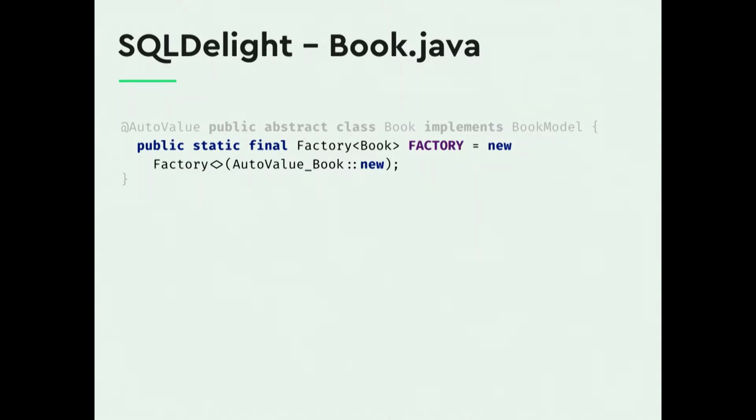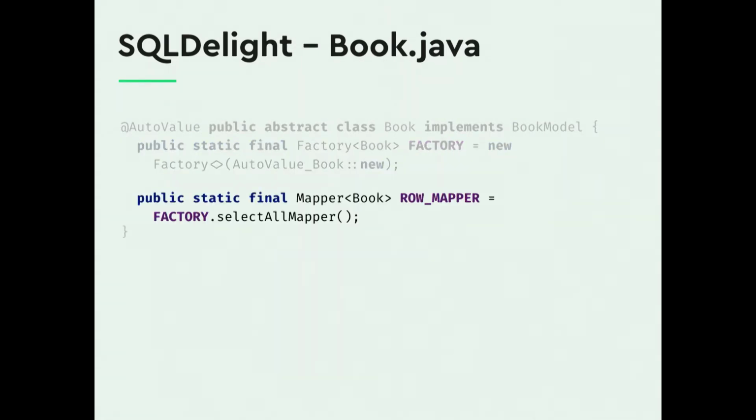And it is the class that knows how to construct your model. So you can see that you pass and implement a method that knows how to create this book class. Here I'm just passing the auto-value constructor. And then using the factory, I can get this select all mapper that I defined a few slides ago. And then I have a row mapper, and we're going to use this row mapper to create instances of the book class if all the projections that you're querying is exactly what the book means.